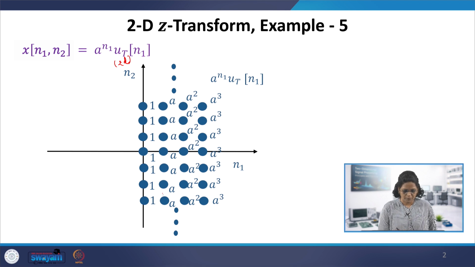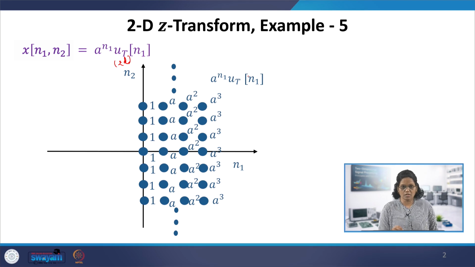So the sequence would be in this way, it would continue from here to here, n2 from minus infinity to plus infinity, where n1 is from 0 to infinity. And this sequence is multiplied by a to the power n1. So for n1 equal to 0, this would result in 1, and n2 is 0 in all the cases. So this sequence will have all the values 1, 1, 1, and here it is 1, a to the power n1 is 1, so this gives a, a square and a cube. So this is the sequence now.